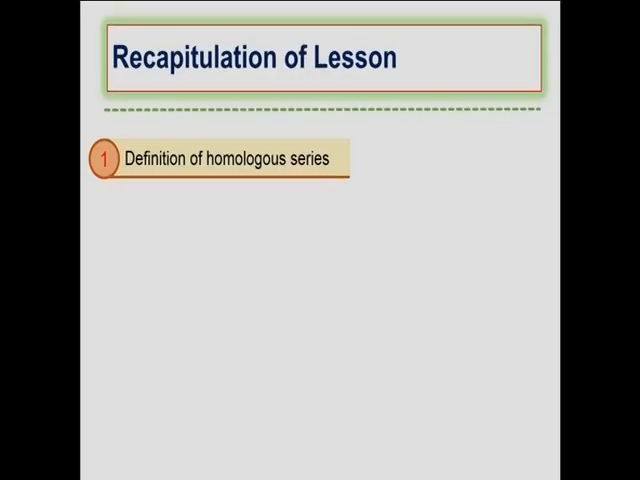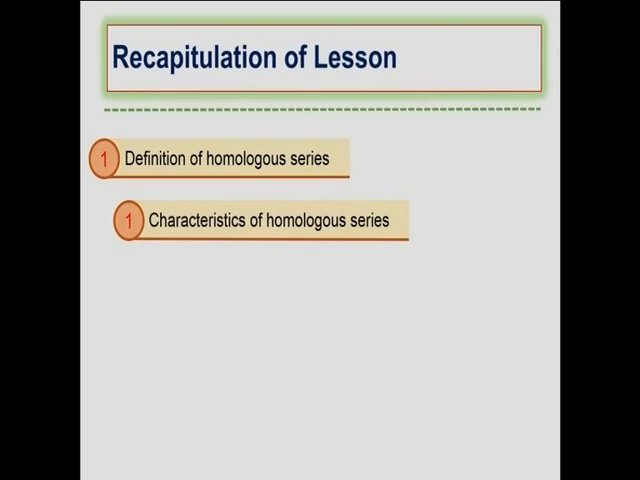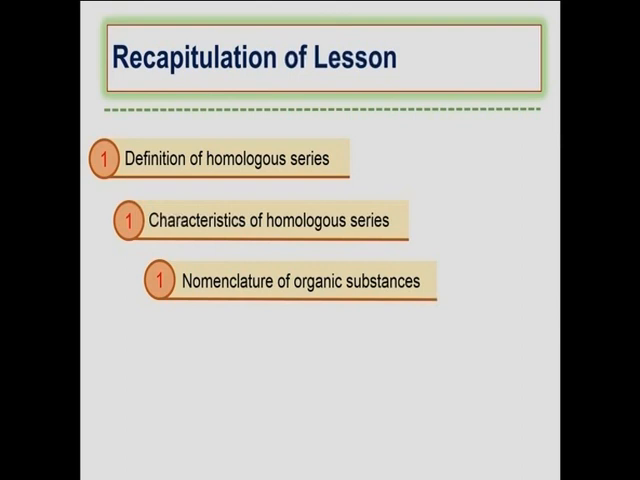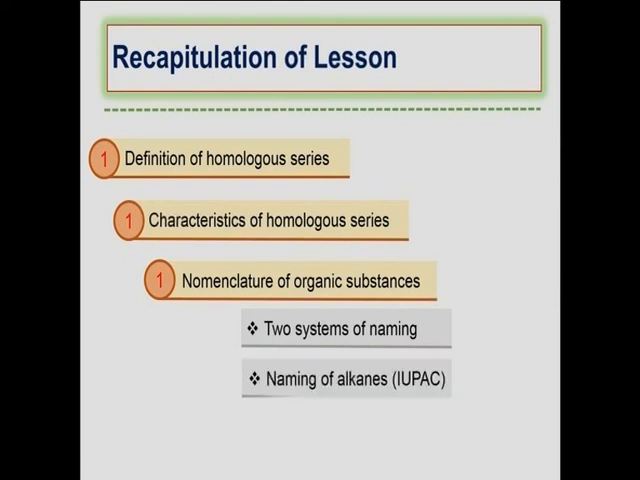So with this, let's see what we have discussed in today's lesson. We have defined what a homologous series is. We have also gone through the characteristics of homologous series, the nomenclature of organic substances, basically 2 systems of naming, trivial and IUPAC systems of naming, and you have also looked at the naming of organic compounds, particularly the rules. This is what we have discussed in today's class.